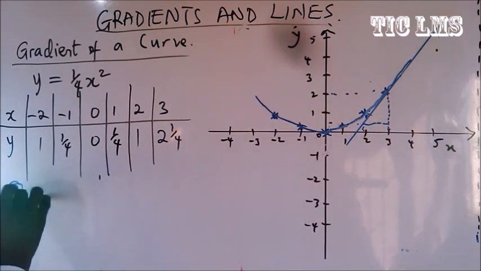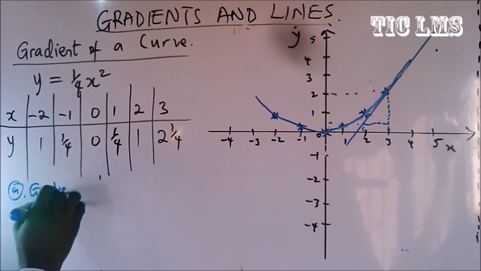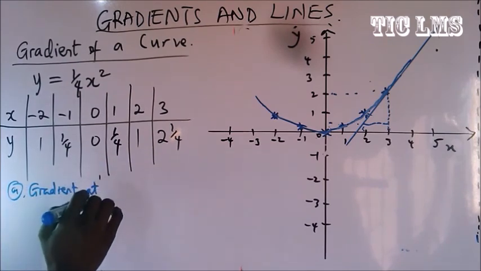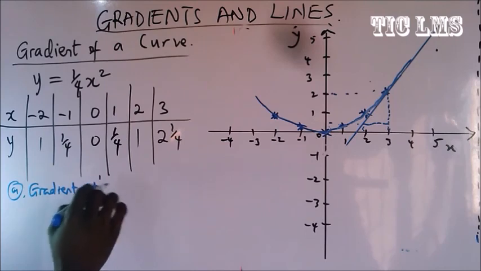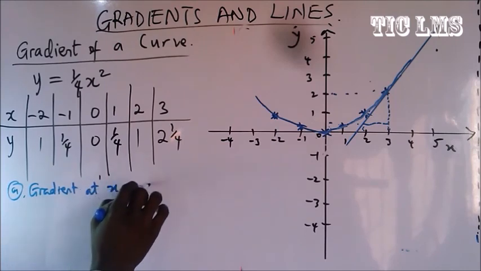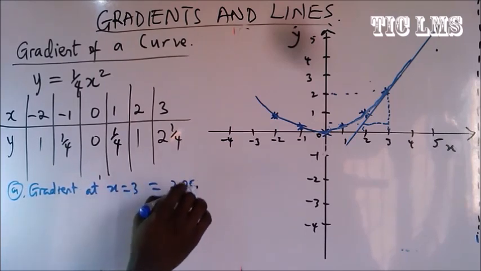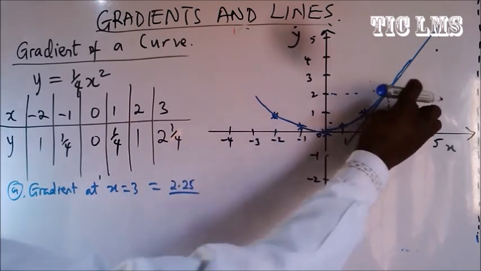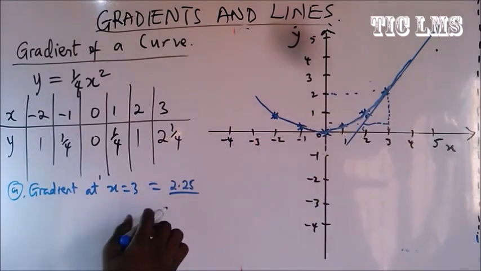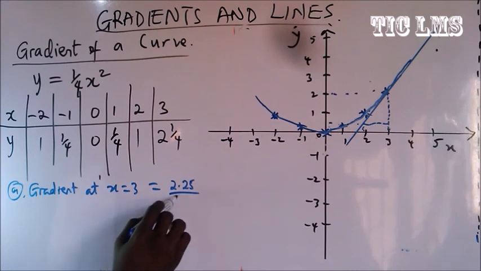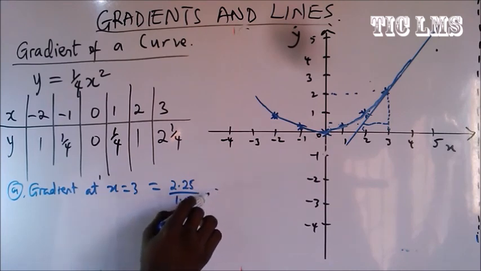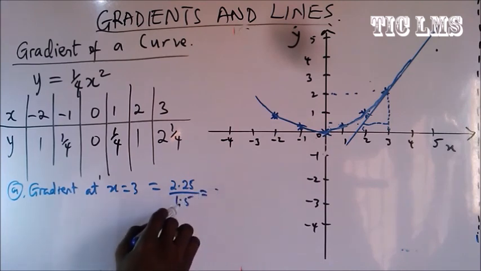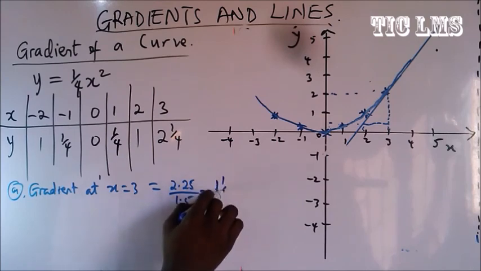So a gradient at x equal to 3, we'll have something like 2.25 over, that is the change in the y, over the change in the x. You can have it as 1.5. So we'll have a gradient of 1 whole number 1 over 2.